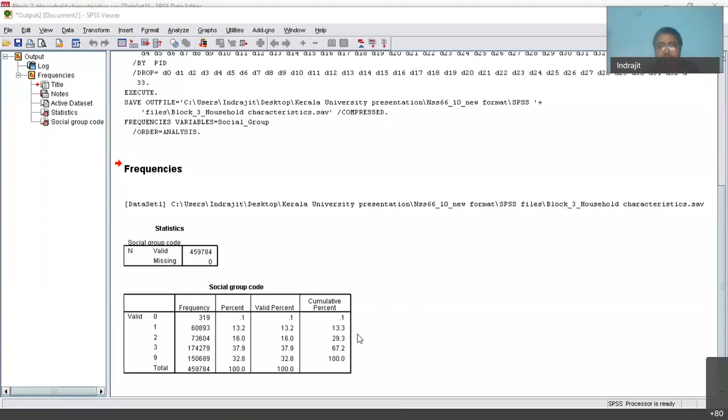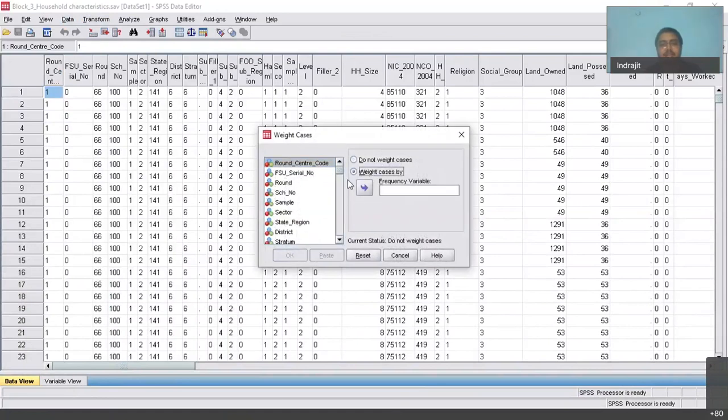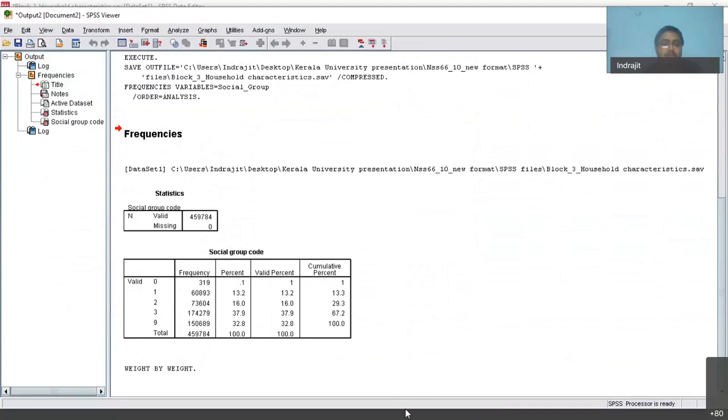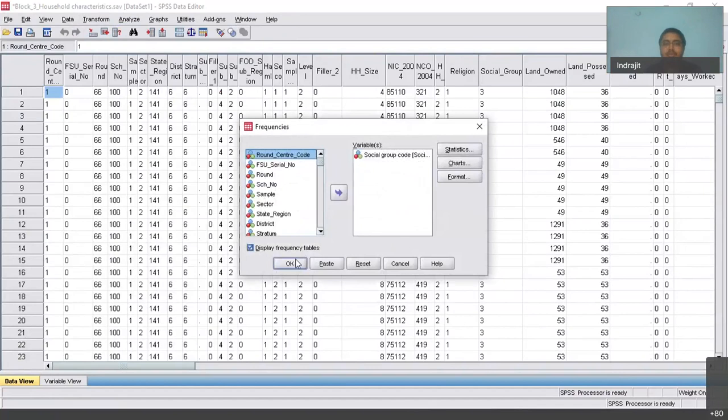So now let me introduce weight. It will change the sample size, and it will change the distribution also. How to use that weight cases? Weight cases: here, Data, and then Weight Cases. And here, weight cases by, I have to use the weight they created. Now you see weight by weight, and if you go just below, right side below of this SPSS window, you will see Weight On. Can you see that Weight On notification? It is Weight On. So then the same analysis, that frequency, I am going to do.